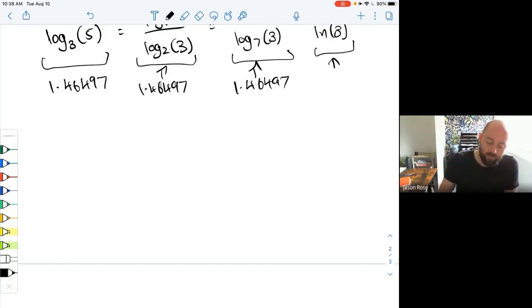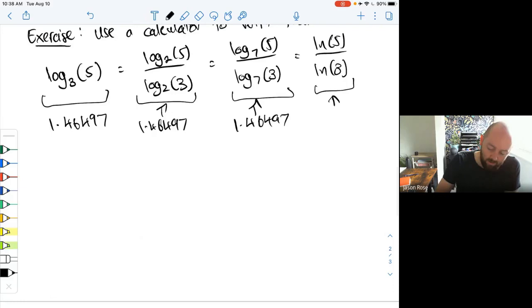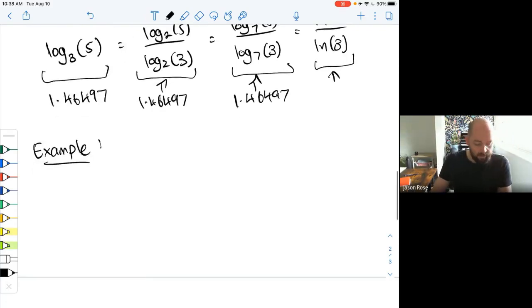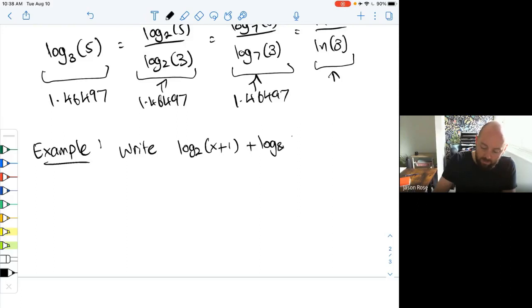So this is the change of base formula. Okay, so let's just run through an example where selecting a base and running through some mechanics is going to be necessary. This time I'm actually going in the opposite direction to what we did originally. Write log to the base 2 of x plus 1 plus log to the base 8 of x minus 1 as a single log expression.